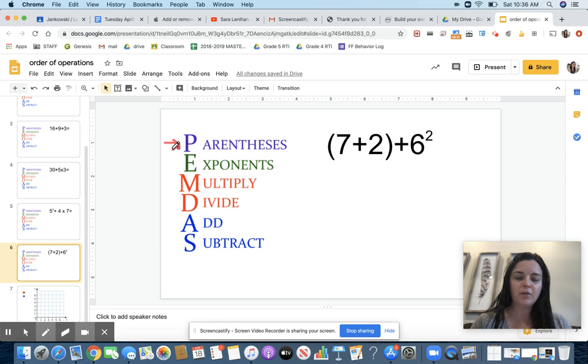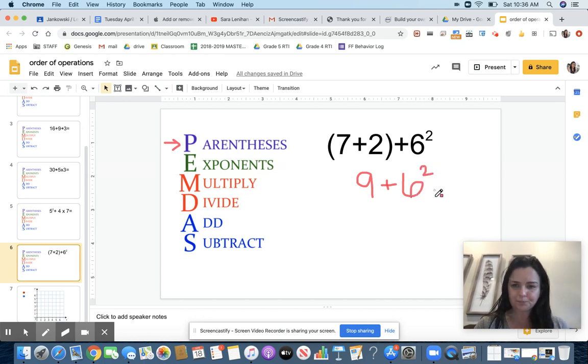According to my order of operations, I do parentheses first. So whatever is in my parentheses, I have to do first. Even if it's addition, they're telling me to do whatever is in the parentheses first. So 7 plus 2 is 9. And then I'm going to bring down the rest of my problem. 9 plus 6 to the second power.